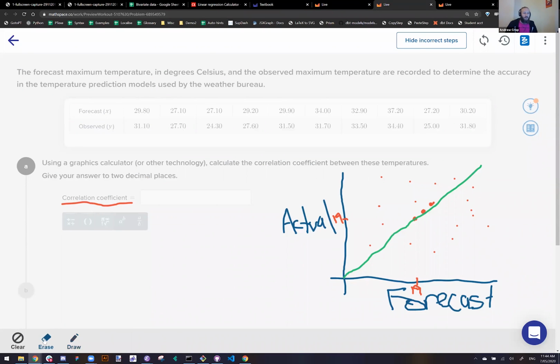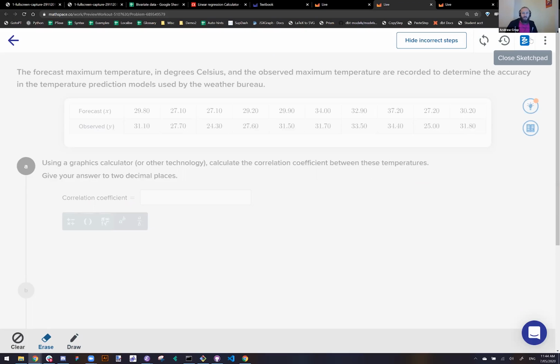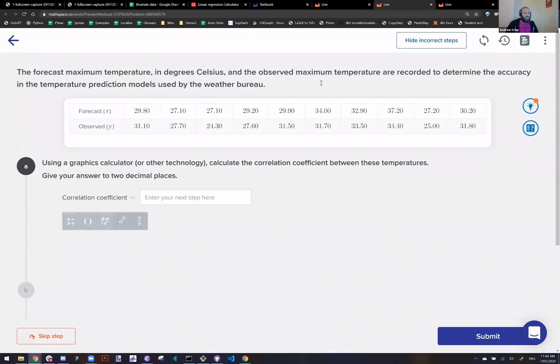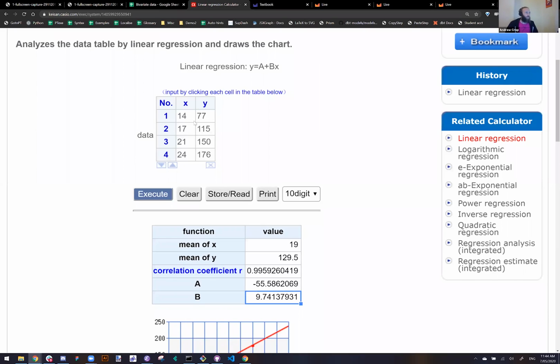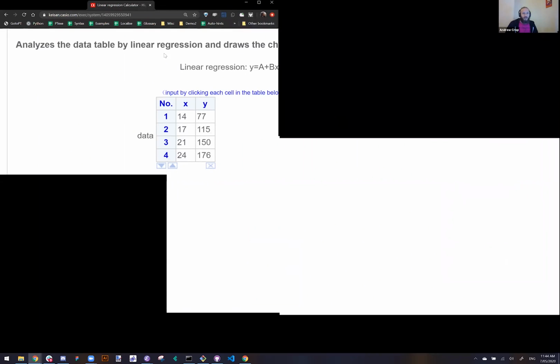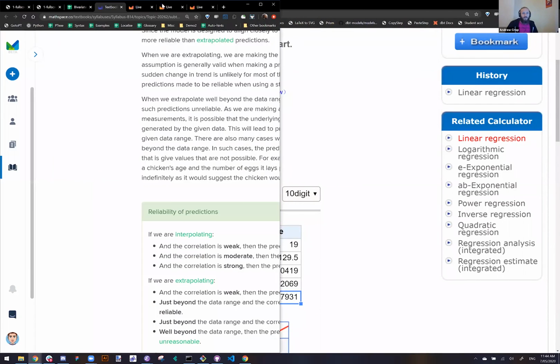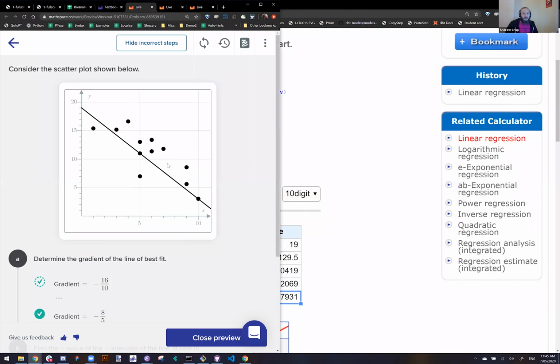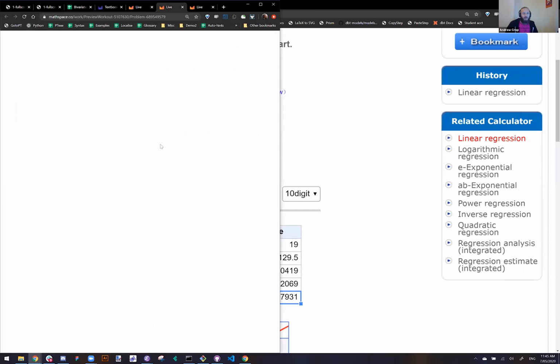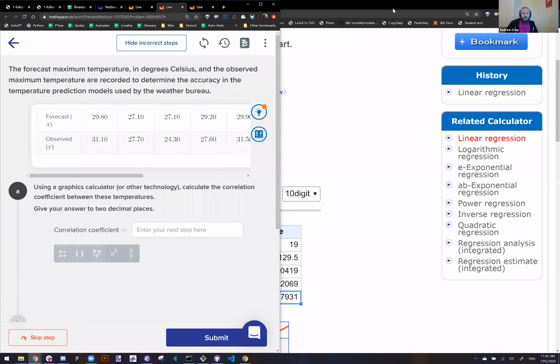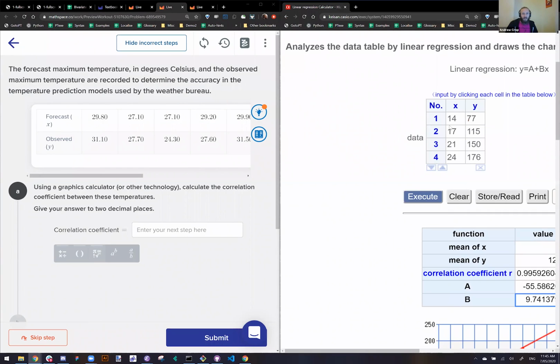Okay, so I'm going to clear this and turn this off. Now, the unfortunate thing here is that my values are going across when my calculator is going up and down. So I'm going to do split screen here. And I'm going to type them in as I go.